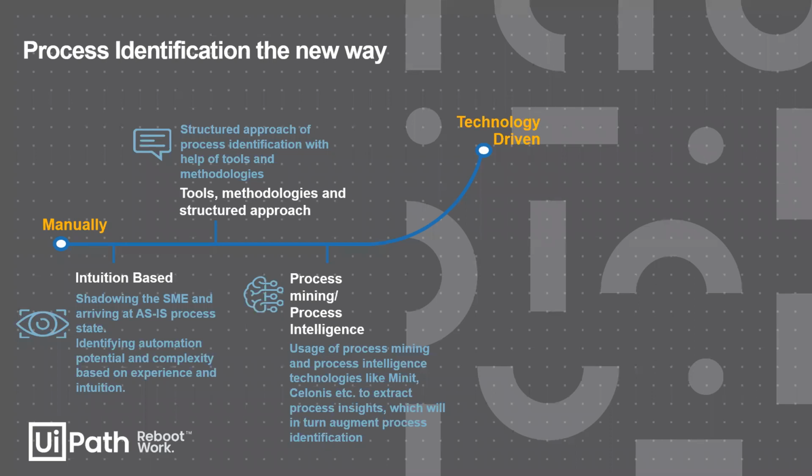So process mining is not only for the RPA team, it is also for the process re-engineering team. They both can use it to identify opportunity areas. It is not giving you the process, it is only giving you areas. So Celonis and Minute does that for us.